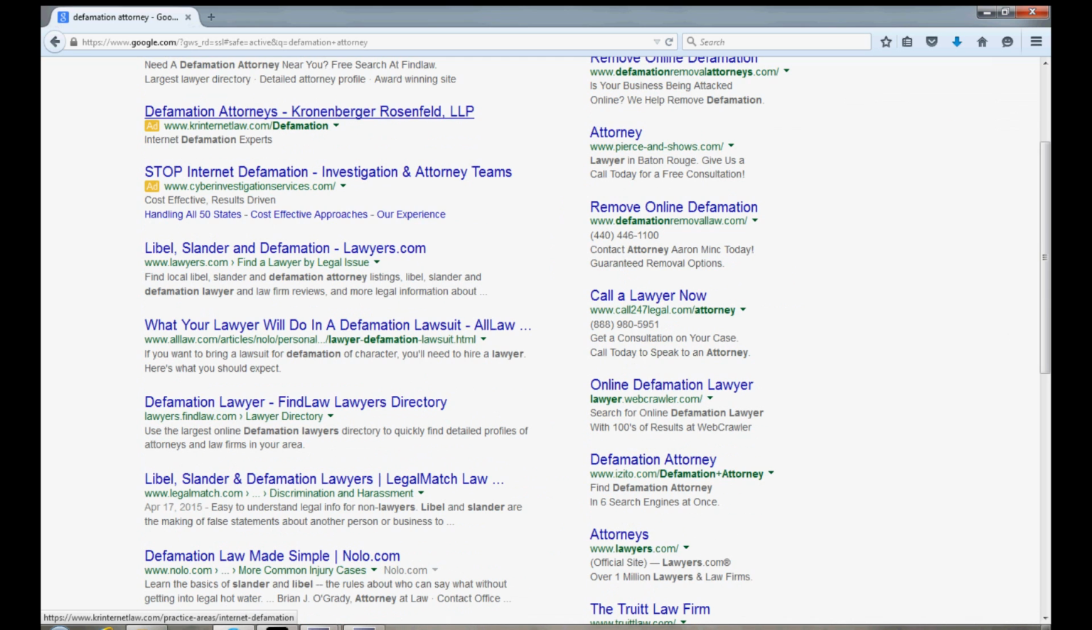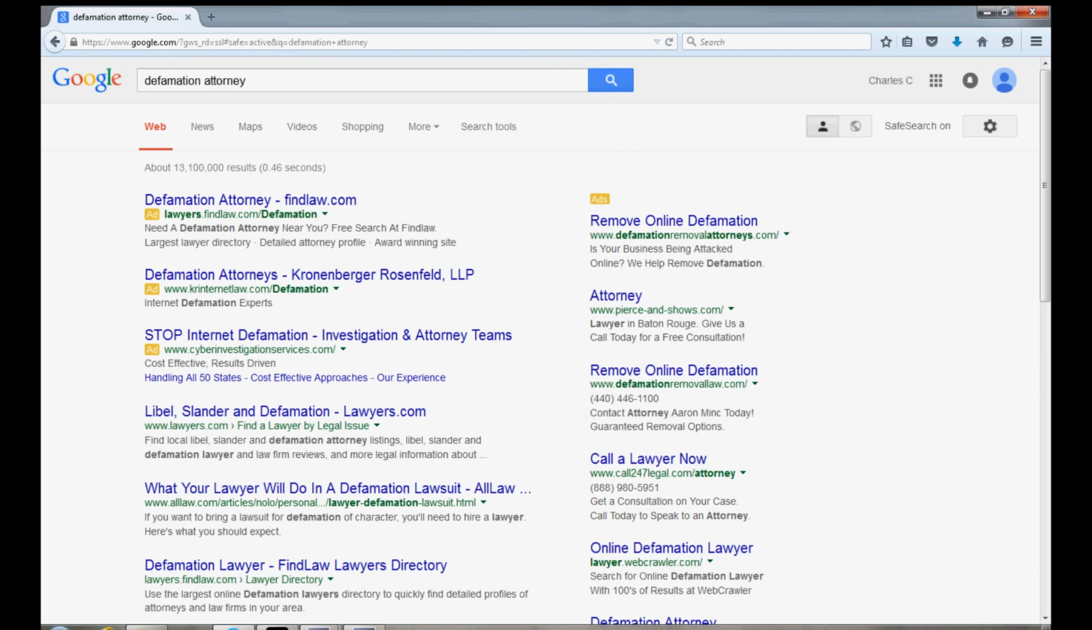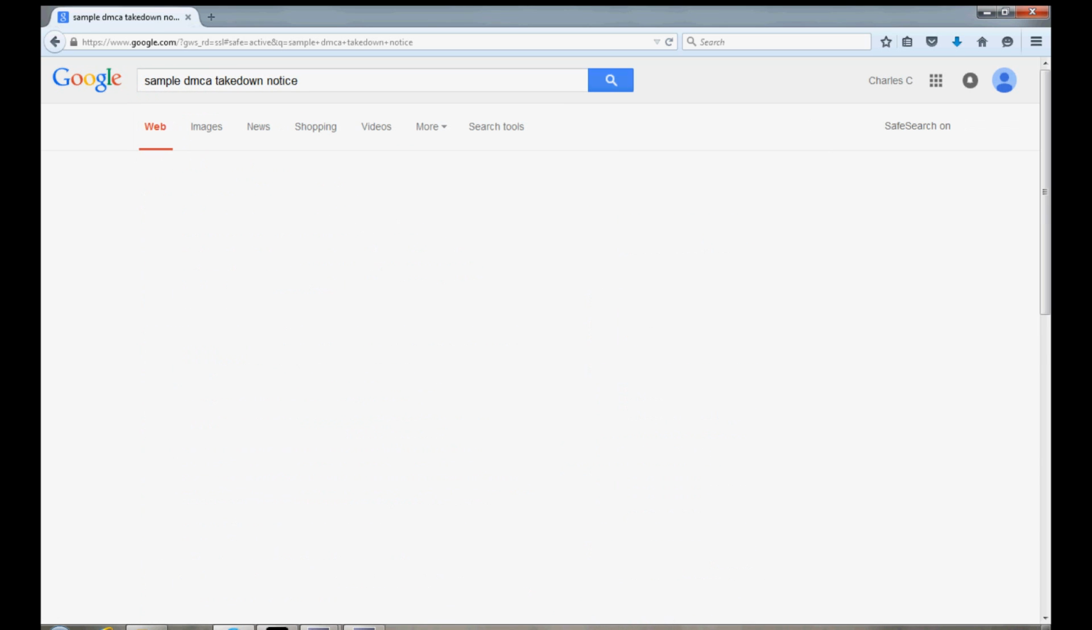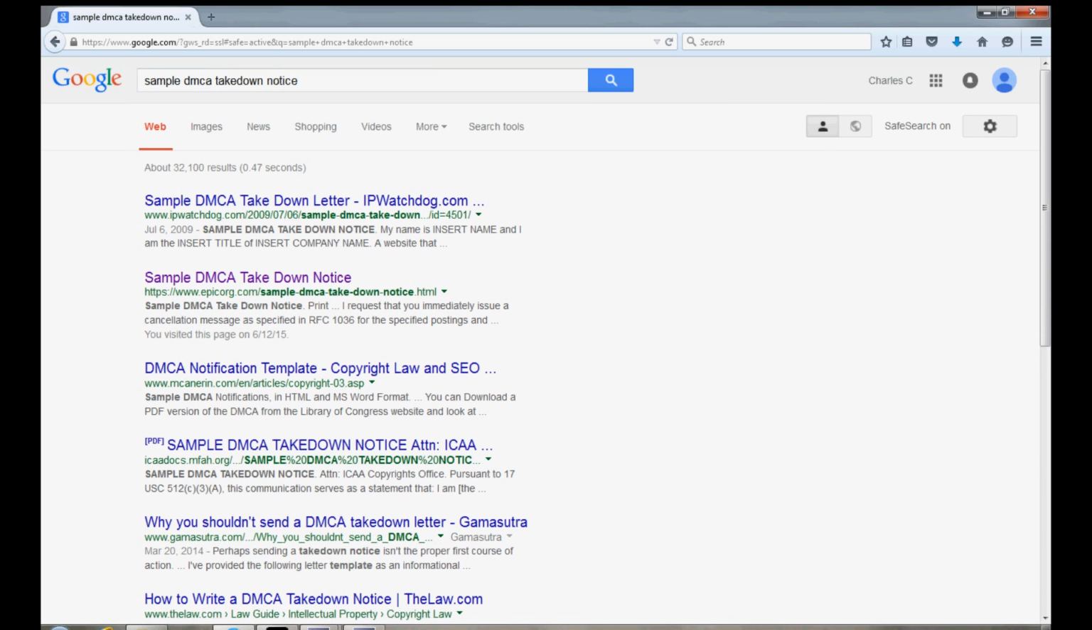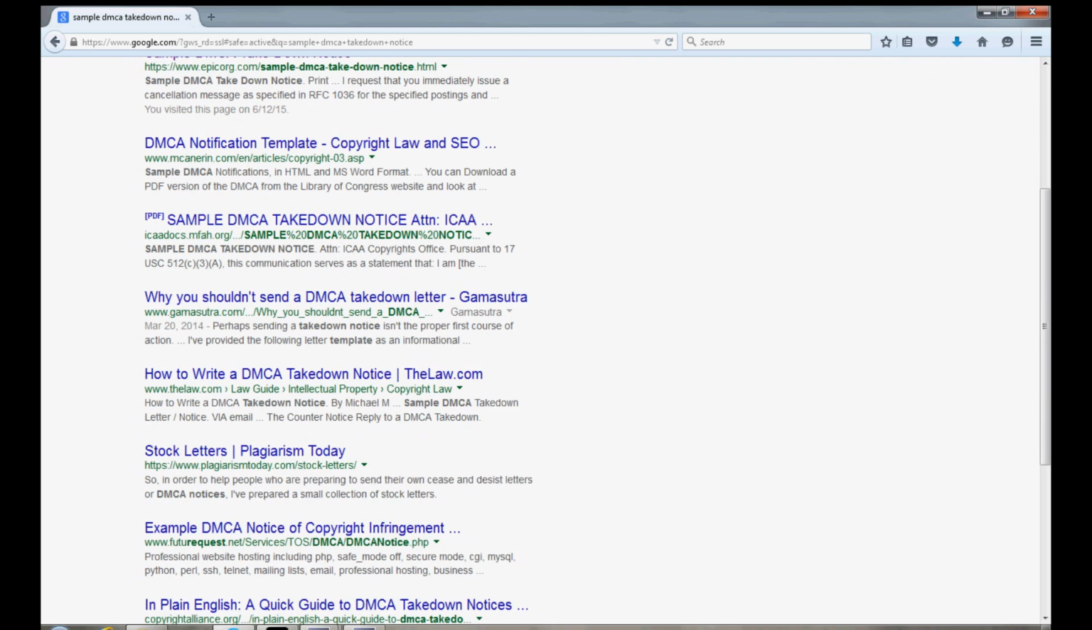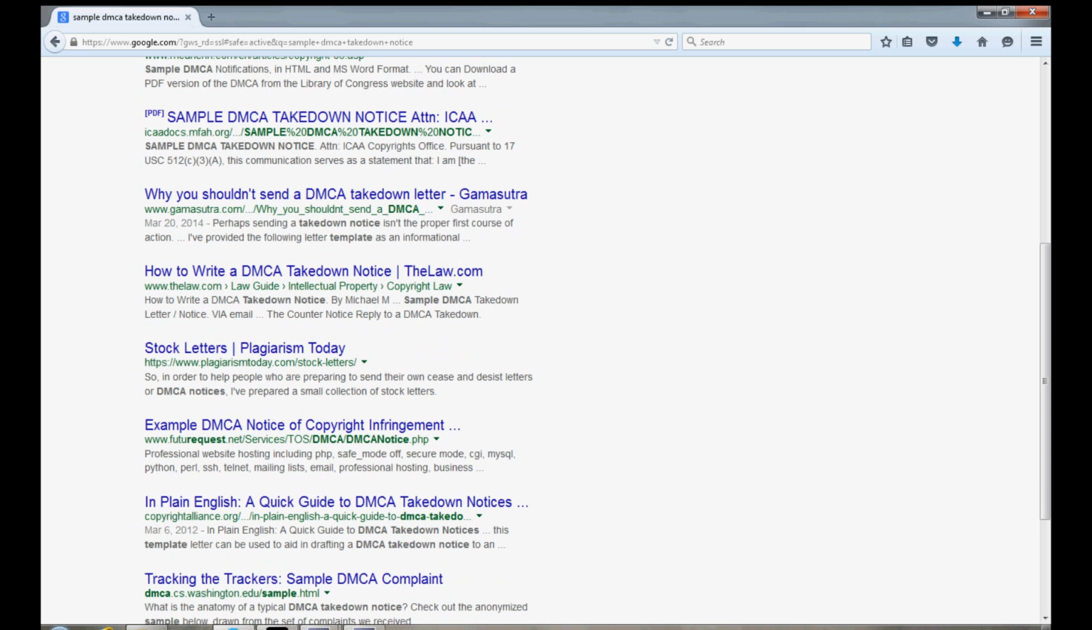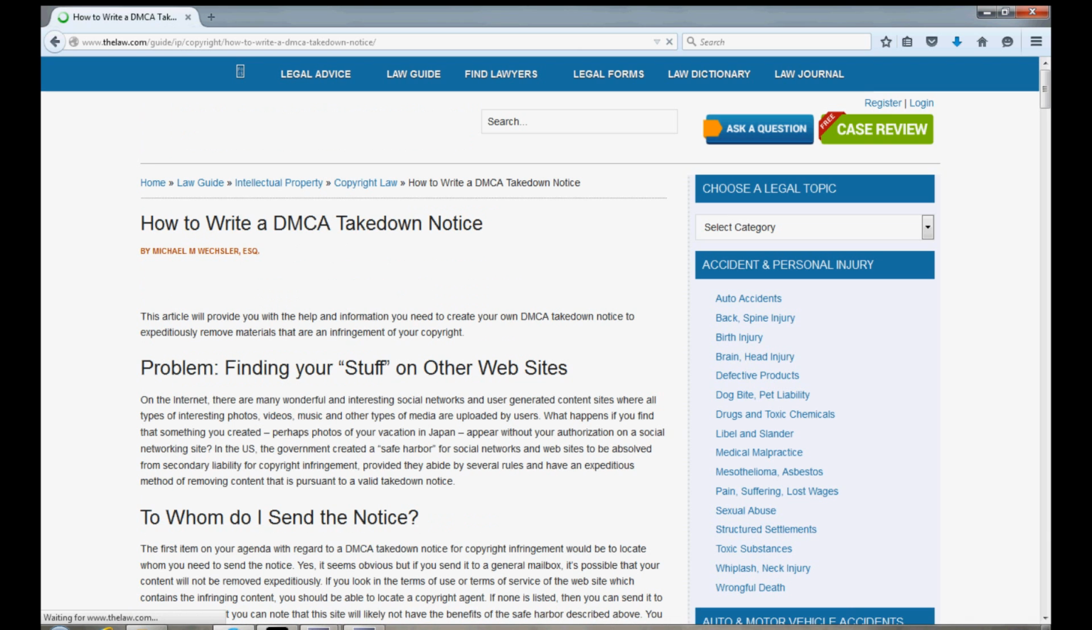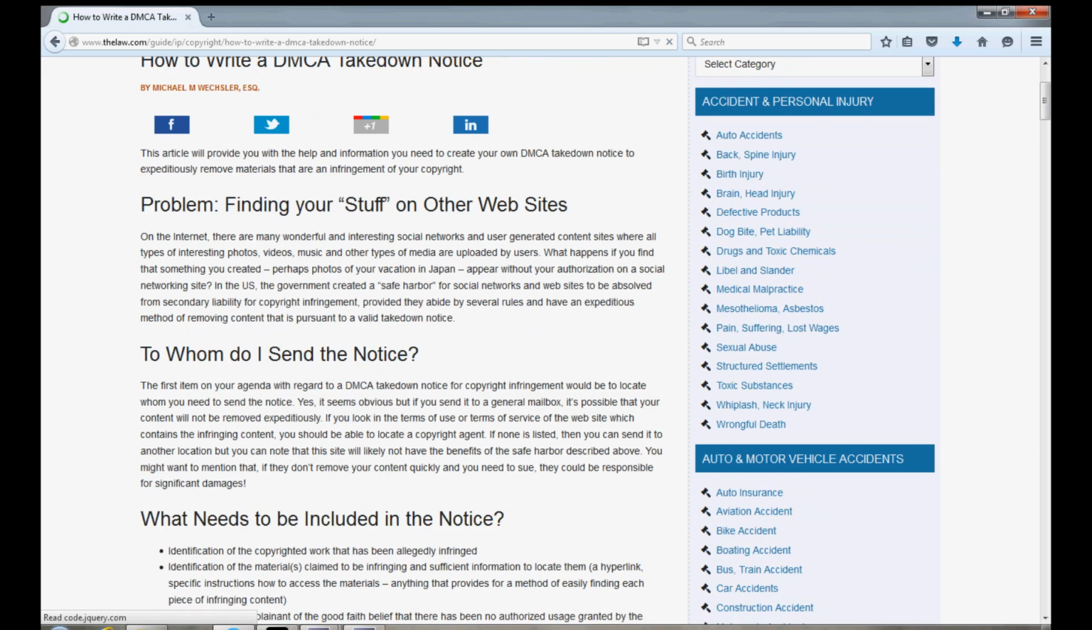The next one is DMCA, and DMCA stands for Digital Millennium Copyright Act. In these situations, whoever posted the information about you, if they're showing images that you own the rights to and they didn't get your permission to post them, then you can send a DMCA notice to the website's host, and the host will send a warning to the website owner and sometimes even remove the page.